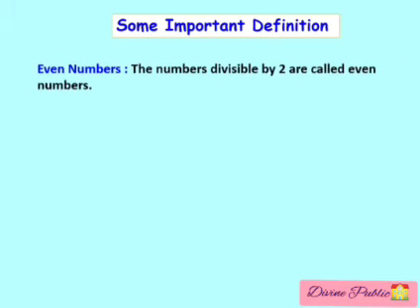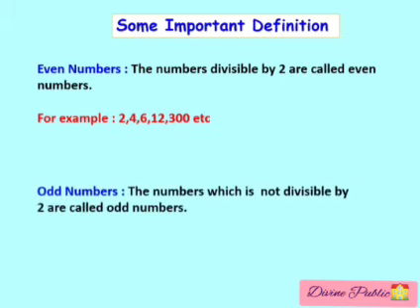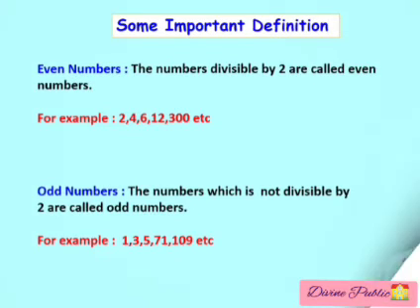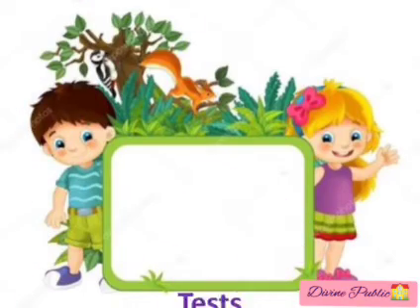Even numbers. The numbers divisible by 2 are called even numbers. For example, 2, 4, 6, 12, 300, etc. Odd numbers. The numbers which are not divisible by 2 are called odd numbers. For example, 1, 3, 5, 71, 109, etc. Test of divisibility.